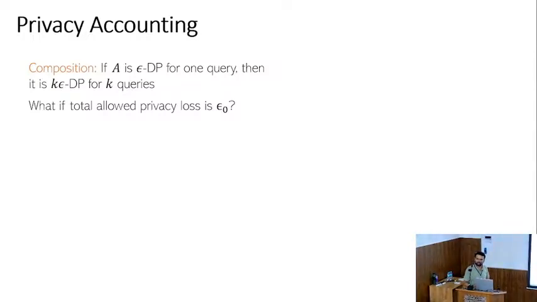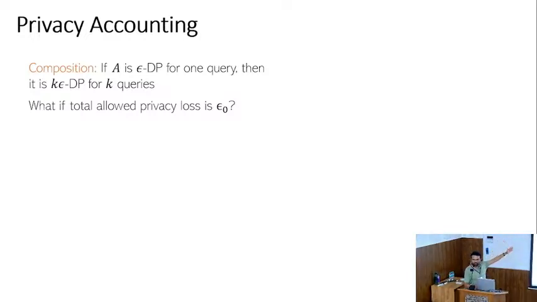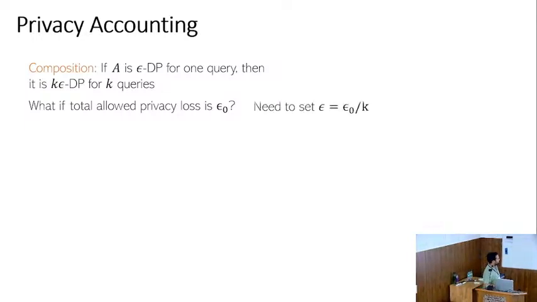You are an algorithm developer. Someone has given you a budget. You are allowed only this amount of privacy loss, which is epsilon naught. This has been given to you. And also you have to now run the algorithm for k such queries. So how do we do it?